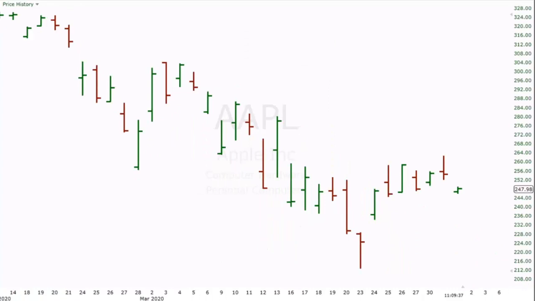A real important thing to mention is you have to continue the campaign. If you give up, you lock in the loss, and then you'll miss the big recovery. So you have to continue the campaign.